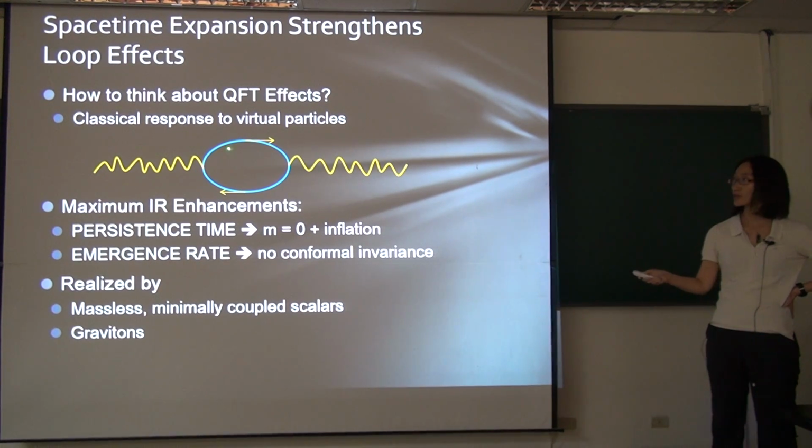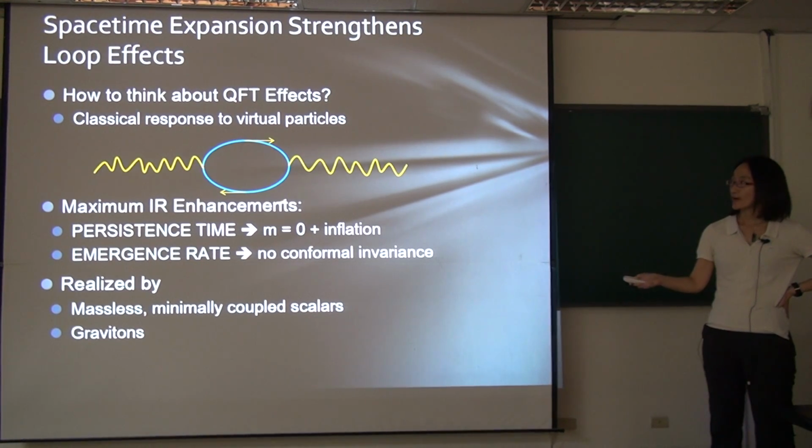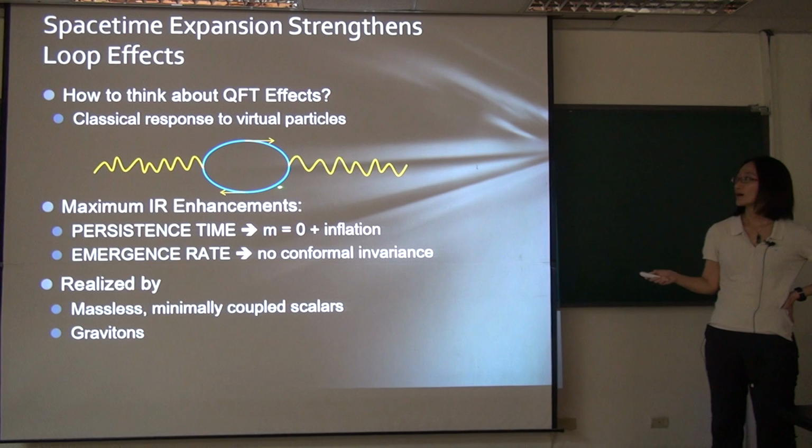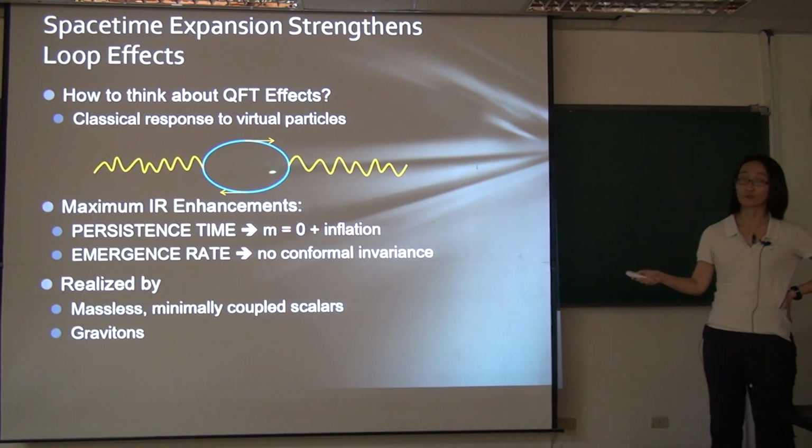That is because the light-mass particles have a chance to live much longer than in flat spacetime. So the classical particle has more chance to interact with the virtual particles, hence giving bigger effects. And the other thing is, if more virtual particles emerge from the vacuum, the classical particle can also interact more with the virtual particles.